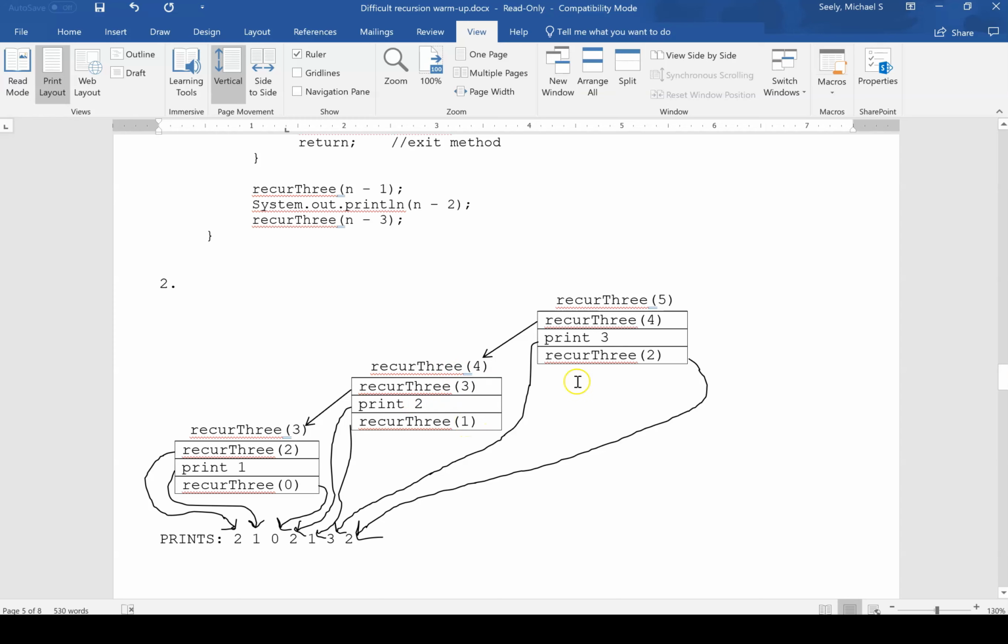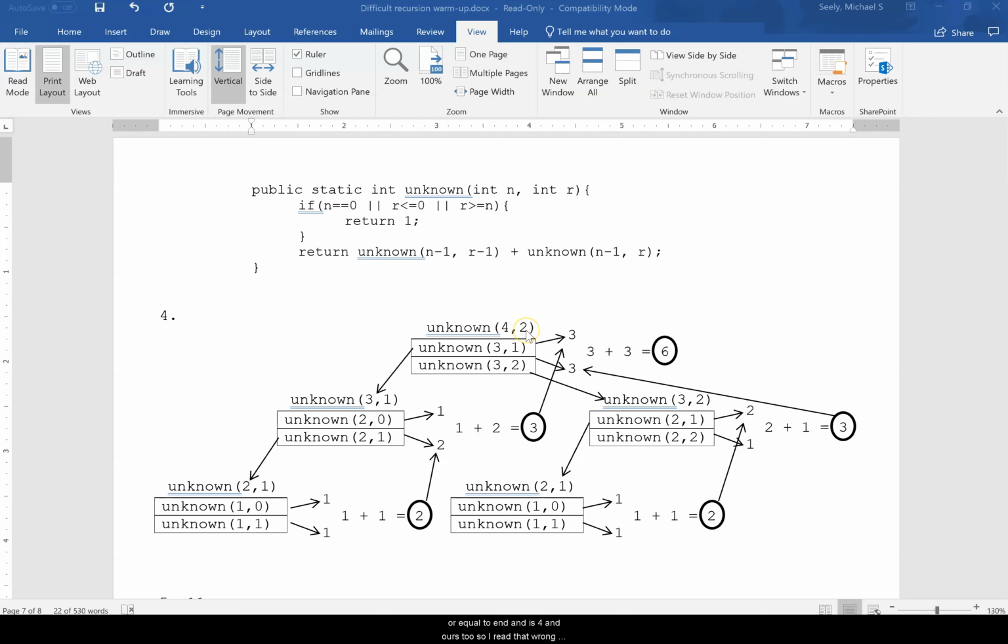R in this case is 3 and n is 1. 3 is greater than or equal to 0, so that returns 1 right there. No, wait, did I do that wrong? Alright, sorry, I read that wrong. R needs to be greater than or equal to n, but n is 4 and r is 2, so I read that wrong. So 3, so 1 is not greater than or equal to 3.